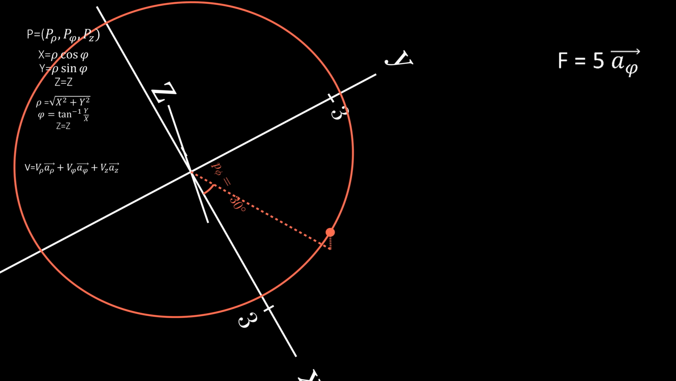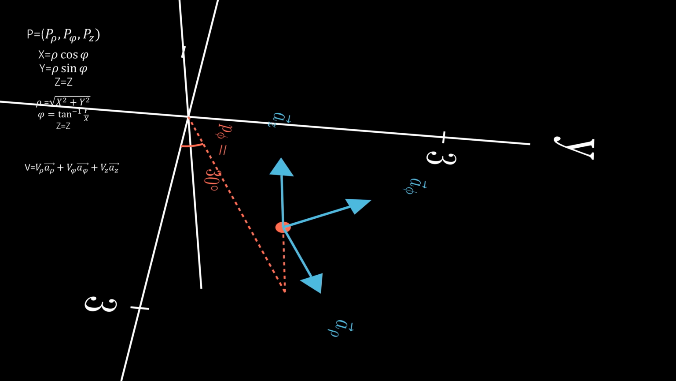Notice that the angle between rho and phi is always 90 degrees, which makes the axes in cylindrical system perpendicular to each other, just like in Cartesian system.